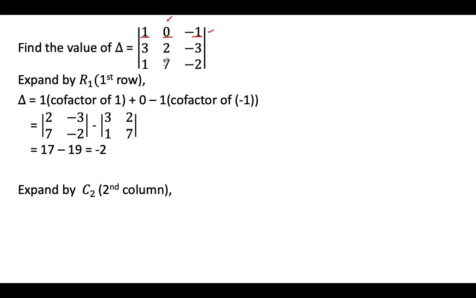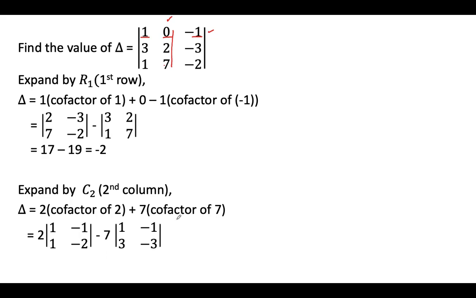Similarly, if we want to expand by the second column, what do we do? We take the elements in the second column: 0 into cofactor of 0 plus 2 into cofactor of 2 plus 7 into cofactor of 7. 0 into anything is anyway 0, so what we have is 2 into cofactor of 2 plus 7 into cofactor of 7. And what should this give you? This will also give you -2.